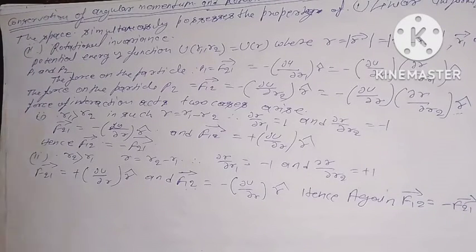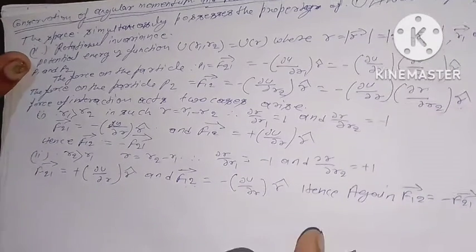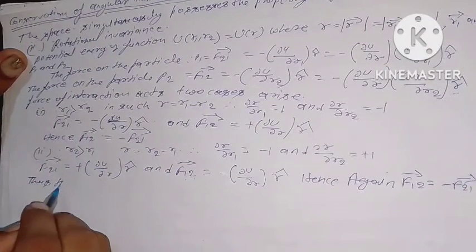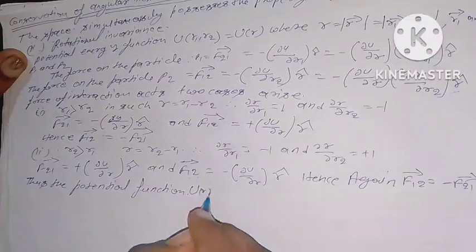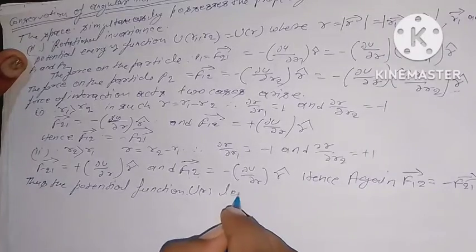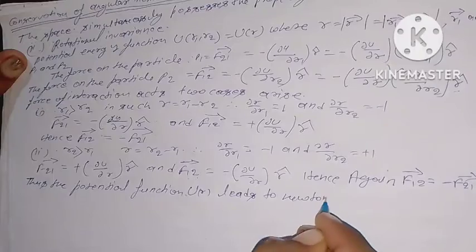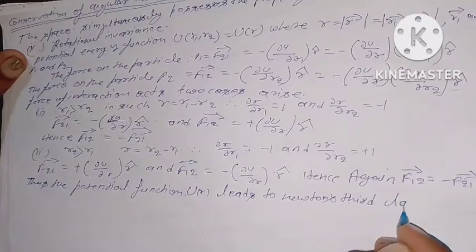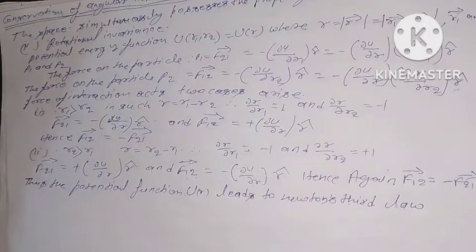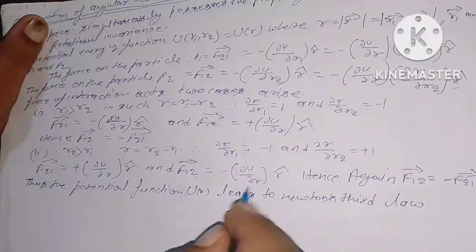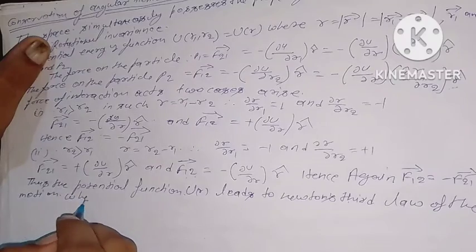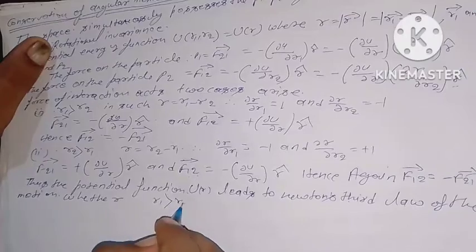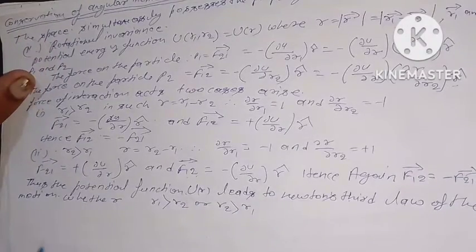Thus the potential function U(r) leads to Newton's third law of motion, whether r1 is greater than r2 or r2 is greater than r1, as proved above.